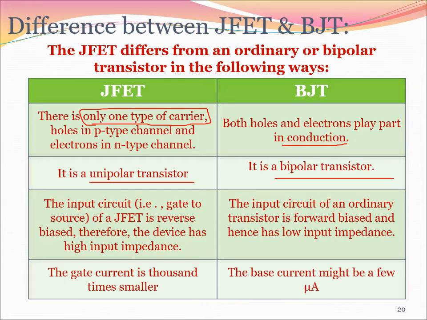However, BJT is bipolar. And because we apply reverse bias voltage at the input side of JFET, it has higher input impedance. While in the case of BJT, normally we operate it in forward bias. That means its input impedance is quite low. Because JFET is operated in reverse bias condition, the gate current is almost zero, or quite small, that we can easily neglect. However, in BJT we have base current in the range of microamperes.